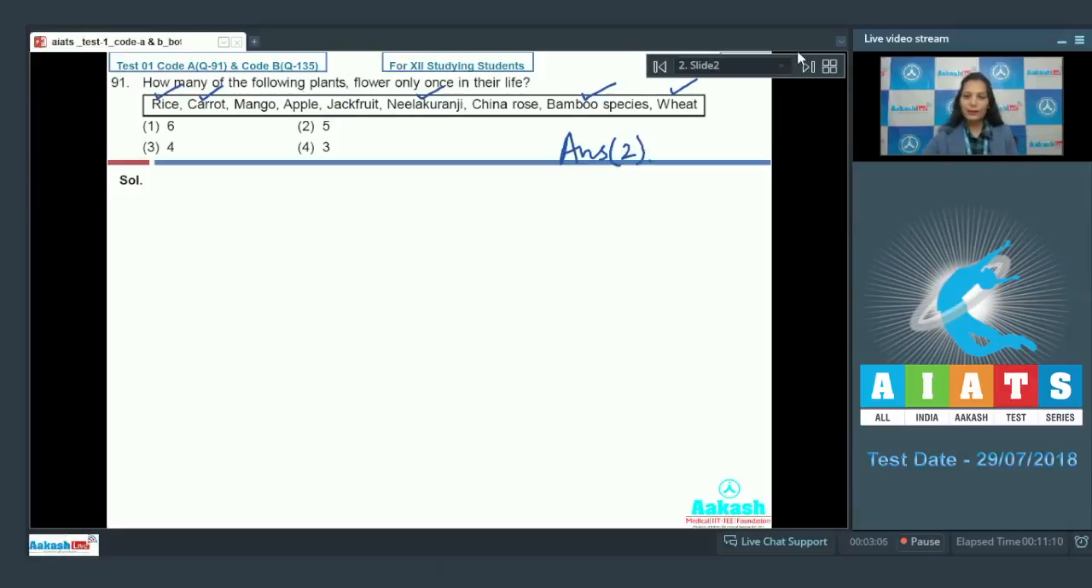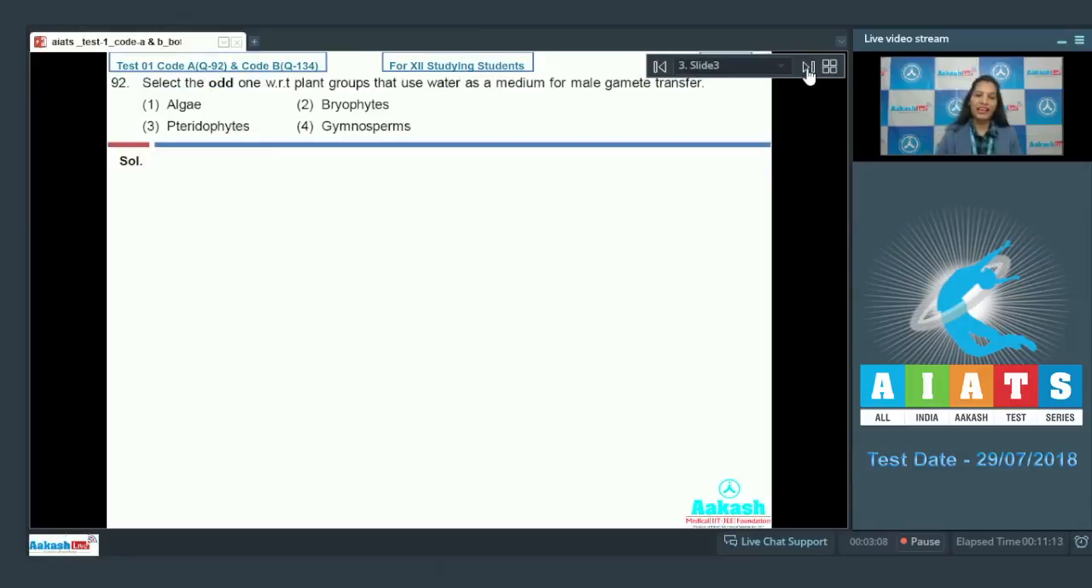Let's move on to the next question. That is question number 92. Select the odd one with respect to the plant groups that use water as a medium for male gamete transfer. The options given here are algae, bryophytes, pteridophytes and gymnosperms.